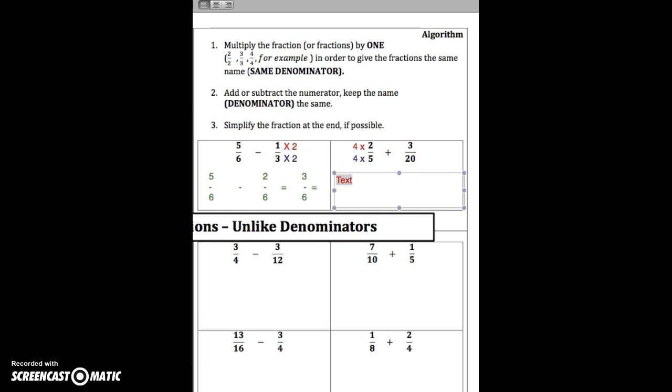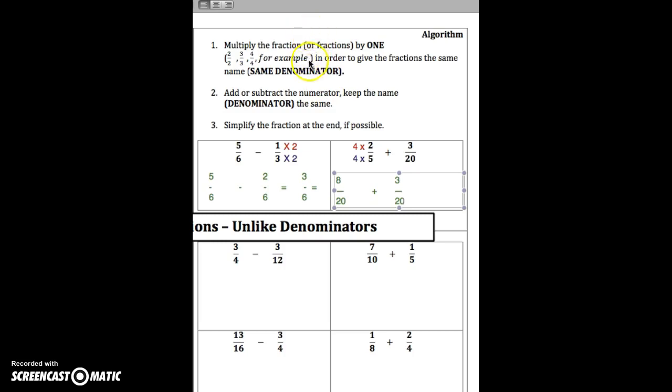So once I have found that equivalent fraction that will allow me to do my addition, I'm going to go ahead and put it in. 4 times 2 is 8 over 4 times 5 is 20, plus, this is not going to change, this is going to stay the same for now, 3 over 20.